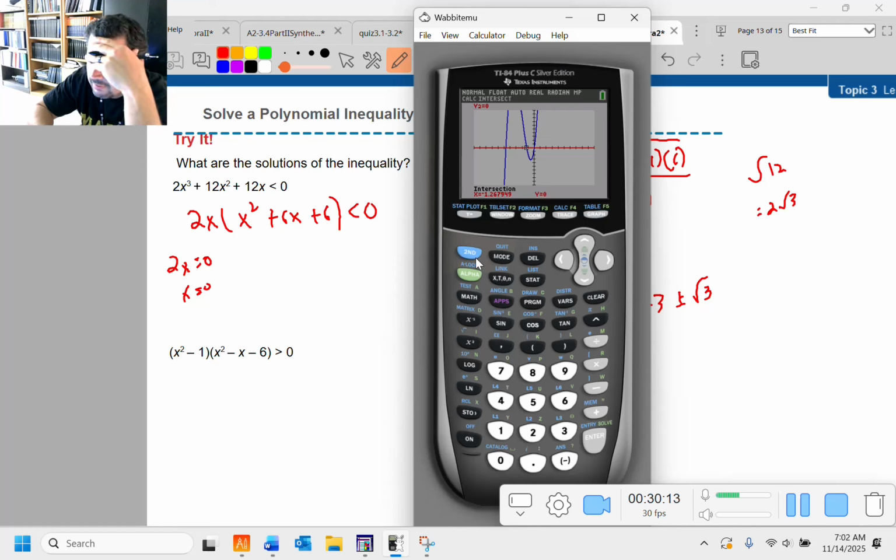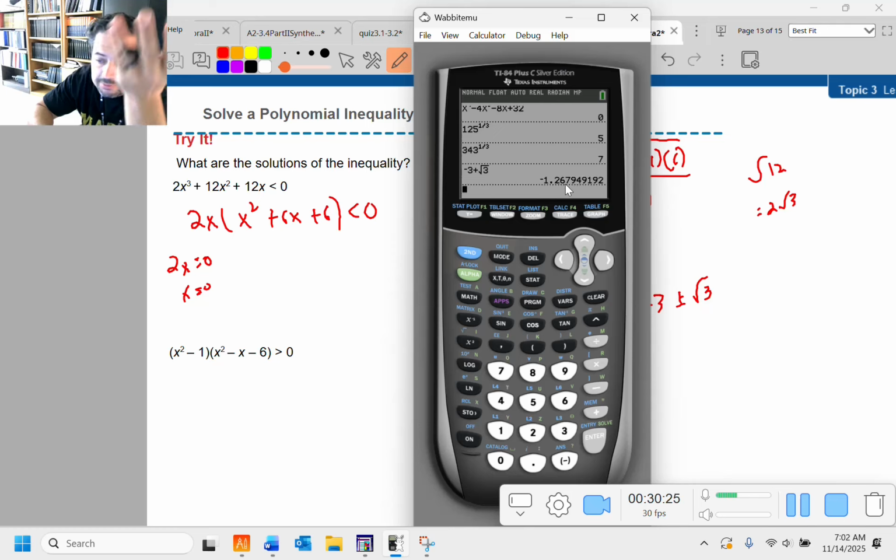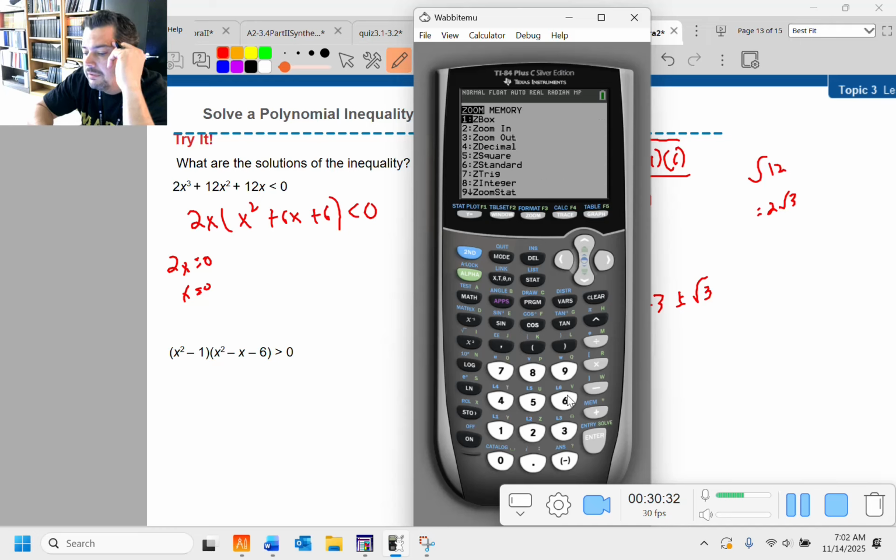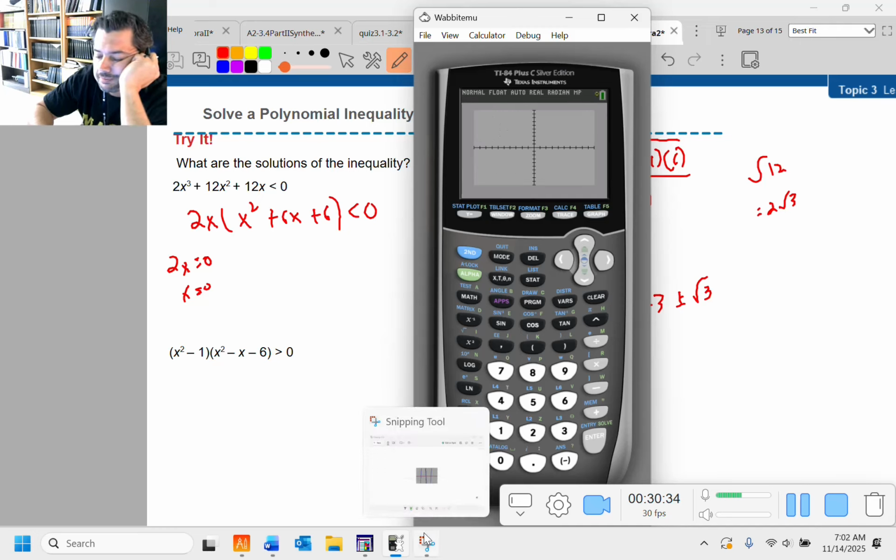1.268. Negative 1.268. We have a negative 3 plus a root of 3. And it's the same decimal, all right? It's just that this looks prettier. That's why we're doing it. But anywho, let me go ahead and get a copy of my graph here.